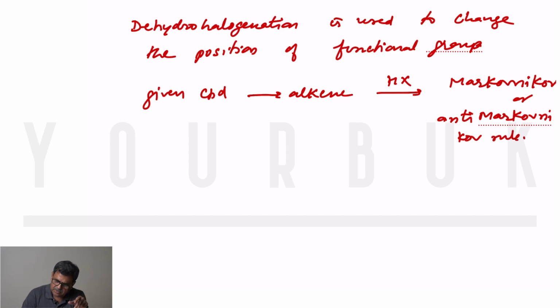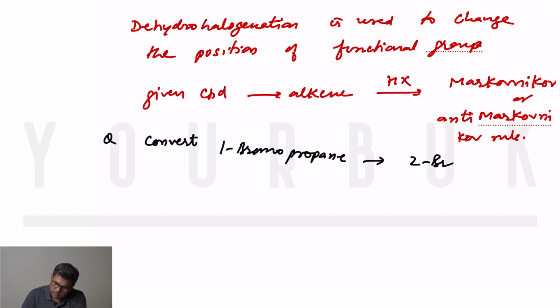The first one is this. The aim is to convert the given compound first into alkene. So the question is convert 1-bromopropane into 2-bromopropane. So this is our conversion. So you have to change the position of bromine from number 1 to number 2 carbon.